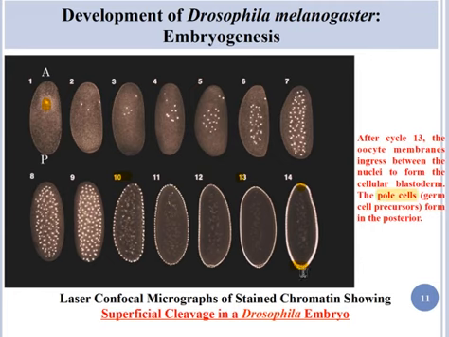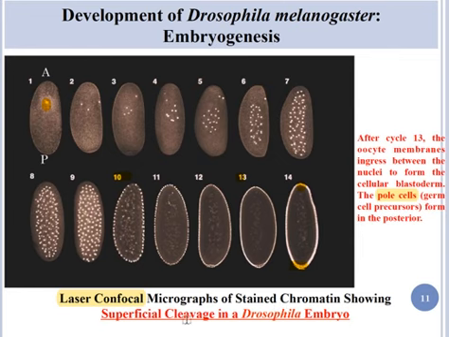They are called pole cells. These pole cells are located posteriorly; this is the anterior side, the posterior side. These pole cells are located posteriorly, and those are germ cell precursors. They are the precursors of all germ cells in the embryo. So here you can see the nuclei stained in these micrographs, taken by a laser confocal microscope.